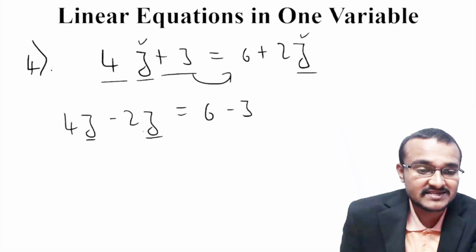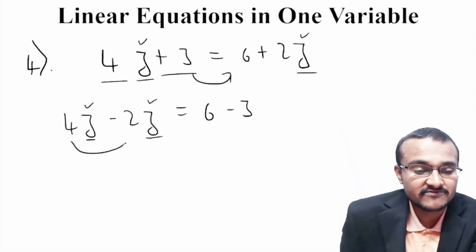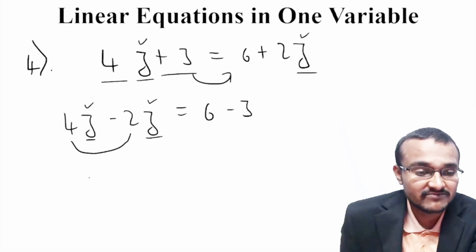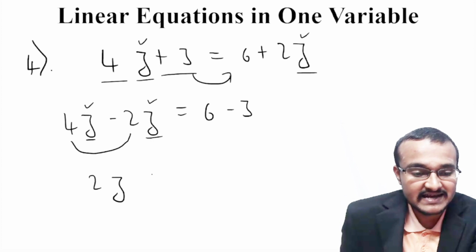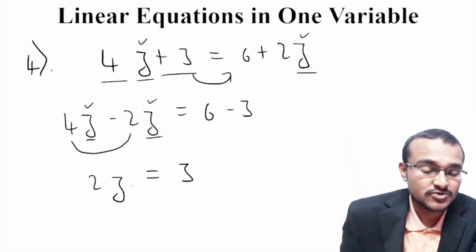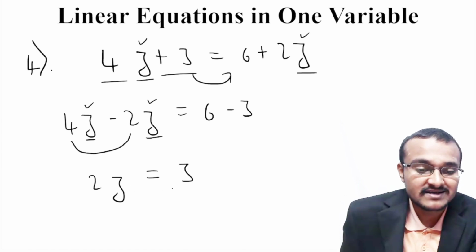So 4z minus 2z. Here variables are same. Here also z is there, here also z is there. So you can easily perform the subtraction operation between these two numbers. So 4 minus 2 will be 2, z will be there as common. Now 6 is there, minus 3 is there. So 6 minus 3 is 3. So the value for this 2z is 3.